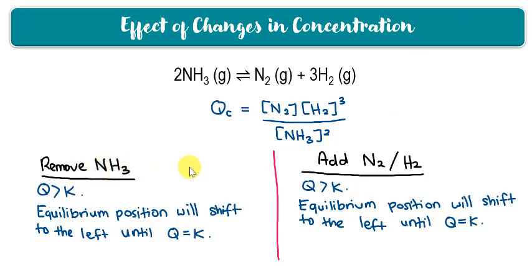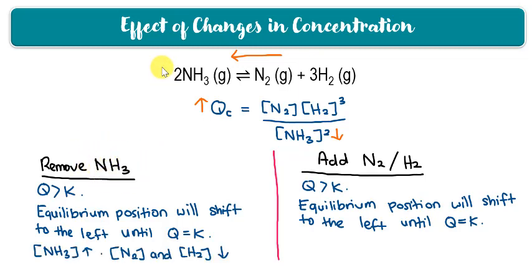When ammonia is removed from the system, the concentration of ammonia decreases. So the value of the Qc will be increased. Thus, Q is bigger than K. The equilibrium position will shift to the left in order to increase the amount of ammonia removed. Thus, the concentration of ammonia is increased and the concentration of our product here is decreased.